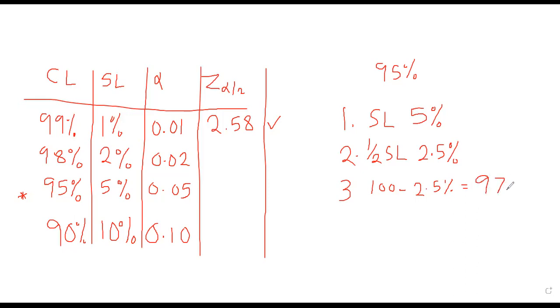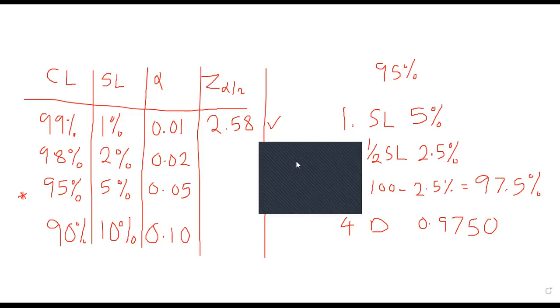Then we're going to convert this into decimal. And 97.5% into decimal, divided by 100, will be what? 0.975. Okay. Now we'll go to the Z table to find the Z value of this one. I hope you were here when we were learning how to read the table. So the Z table looks like this.